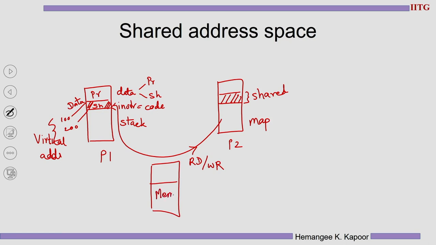So if this is my main memory, then the shared region is nothing but a set of physical addresses. So this is some physical address in the memory which is equal to the shared address range of P1 and also the shared address range of P2. Okay, so this is how an address space can be shared.